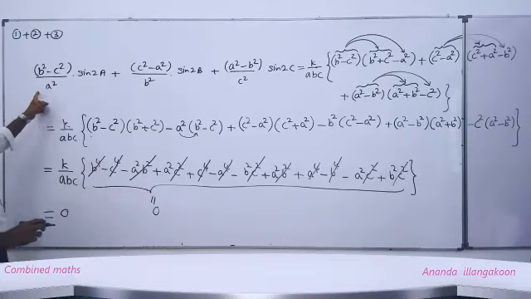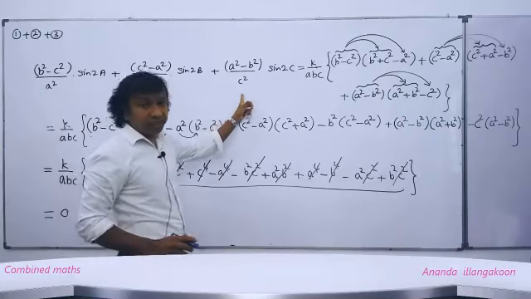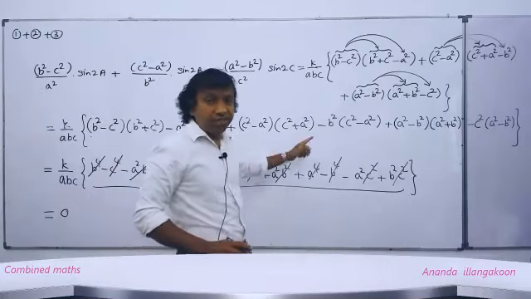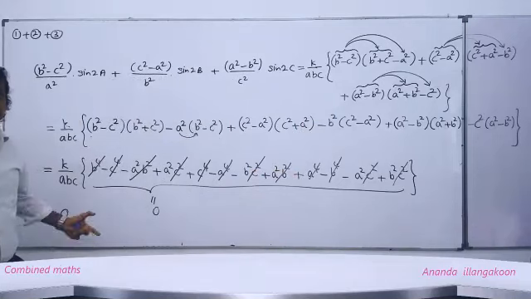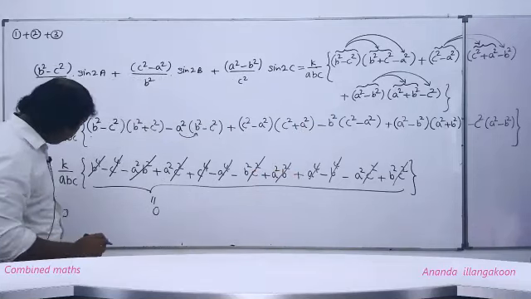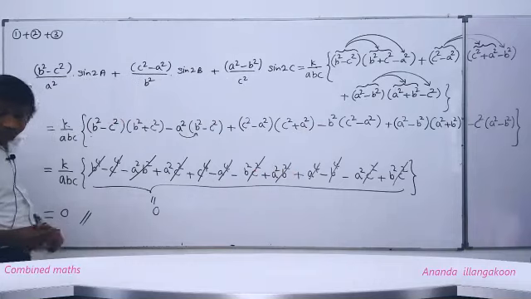Then what is the left hand side? Left hand side is this. Its answer is now equal to 0. Then we have to do this. That's how we take the answer.